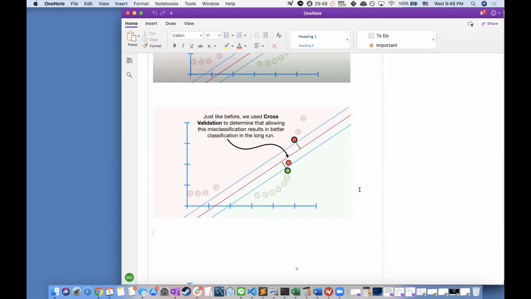Now, I like the way he uses the term edge of the street instead of margin. He's talking about those dotted lines, which are called the margins in technical jargon, but in his jargon, they're the edges of the street. And the support vectors are those data points that lie on those street boundaries, on the edge boundaries. And you see this green dot and red dot, they're right on the edge, so those are actually support vectors.